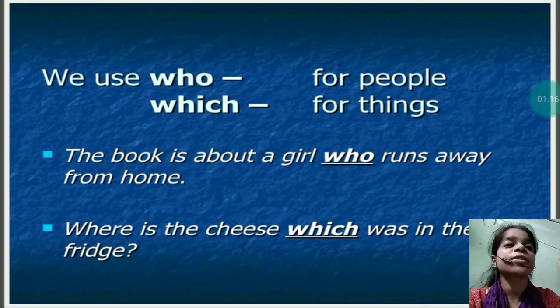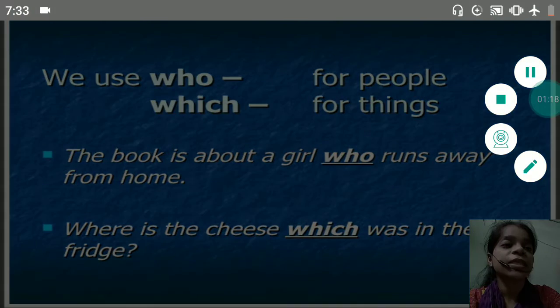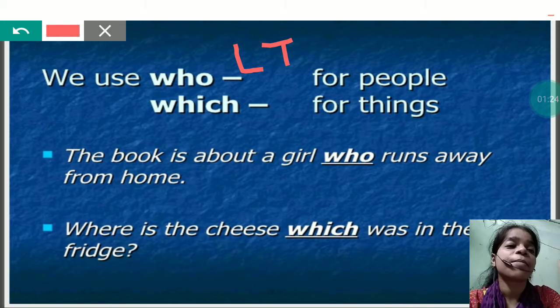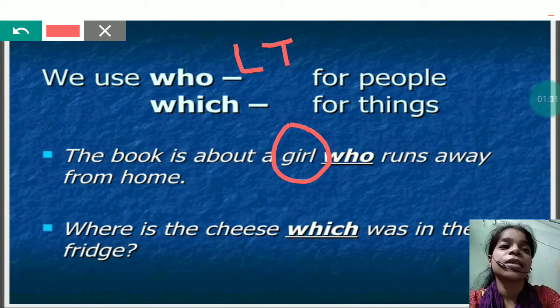So the first one is who. Who is that relative pronoun which is used for living things. Like, the book is about a girl who runs away from home. Now, who is used for girl? And girl is a living thing.